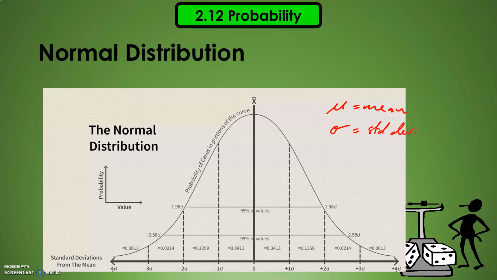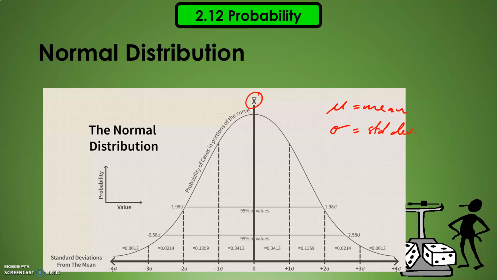The mean is the center. We also use X bar in populations, and the standard deviation is the spread. So two groups could have the same mean but different standard deviations, meaning that the curve would be wider.